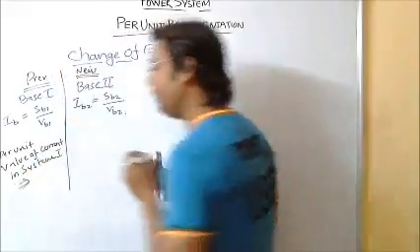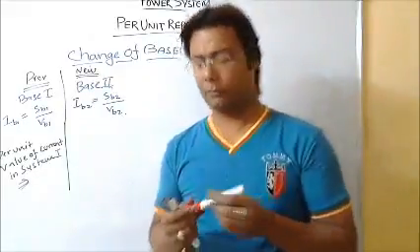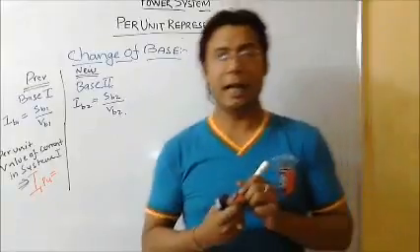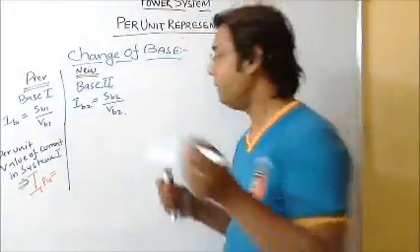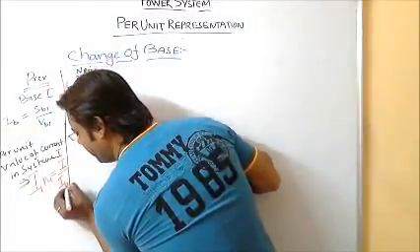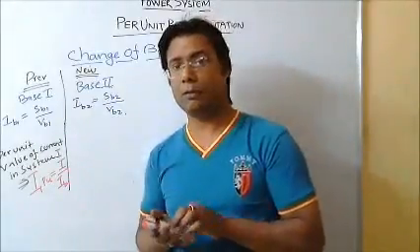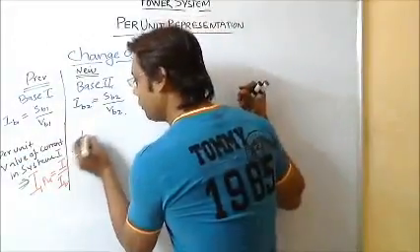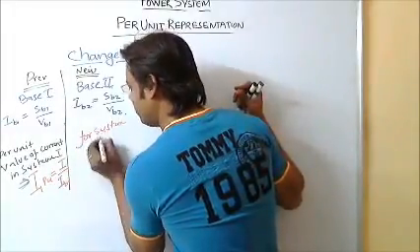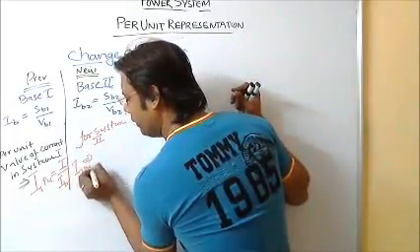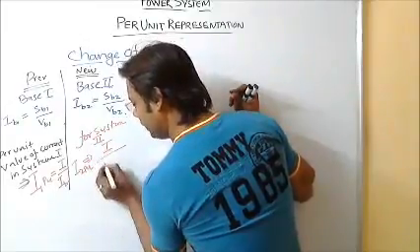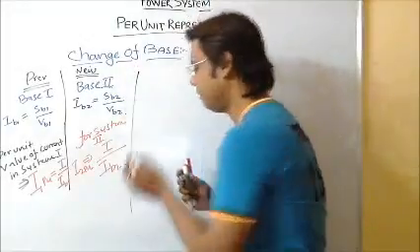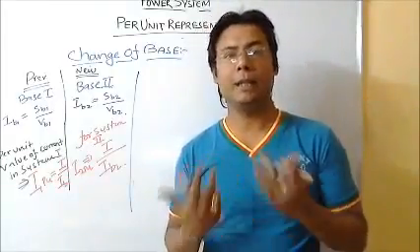The per unit value of the current in system 1, as we know, can be represented as I1 per unit, which is equal to I, the actual value of the current, divided by the base value IB1, I upon IB1. Similarly, in system 2 also, I can have the per unit value of the current, I2 per unit, which is again equal to I upon IB2. So this was the discussion about the per unit values in their own bases.